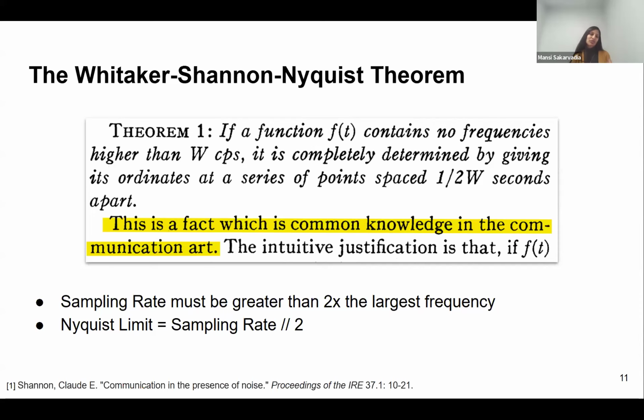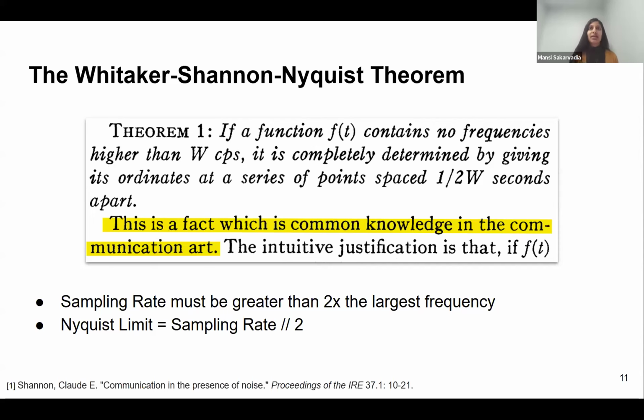Something I thought was really funny in this paper was the line that came after the theorem: this is a fact which is common knowledge in the communication art. So Claude Shannon thought this was a really obvious point. But just to break down this theorem in plain terms, the sampling rate at which you're attempting to measure your system must be greater than at least 2 times the largest frequency you're hoping to accurately measure in your system.